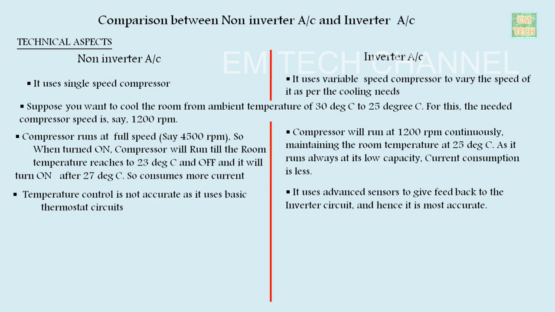In non-inverter AC, the power flow to the compressor will be as shown. The outdoor unit compressor receives its power from the EB mains and it is unprocessed power. The EB mains power is directly fed to the compressor.